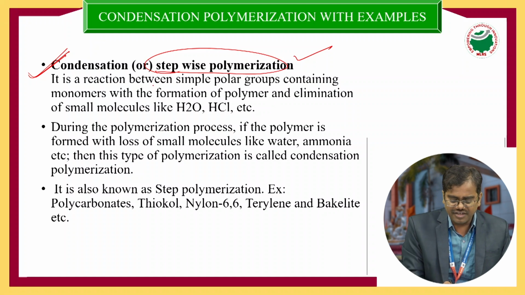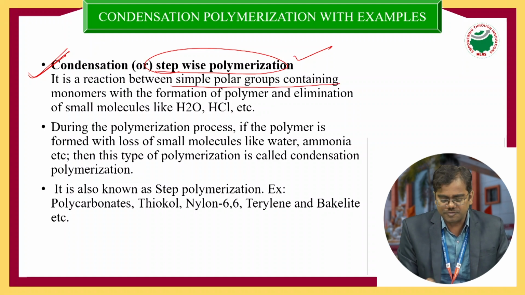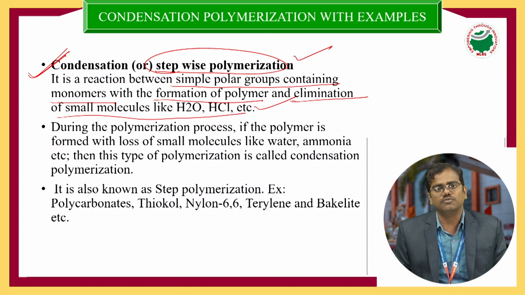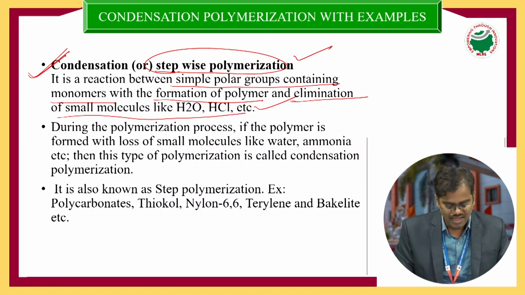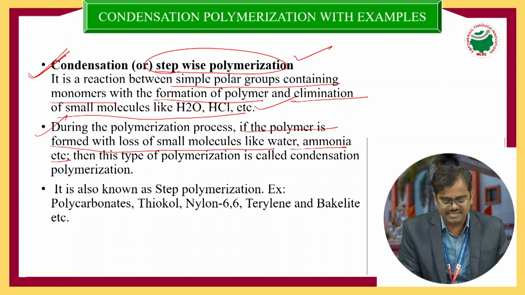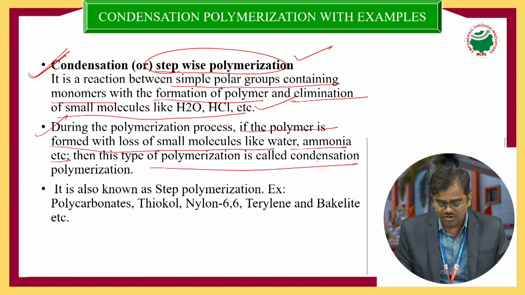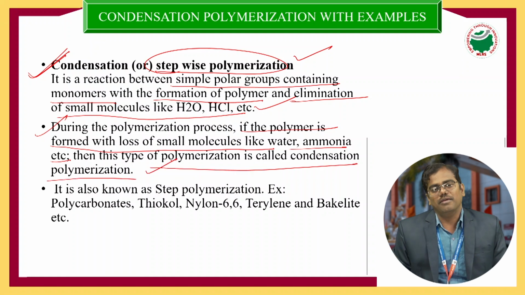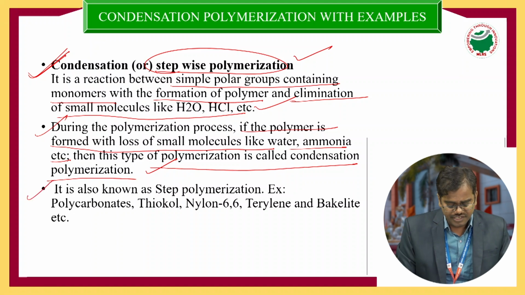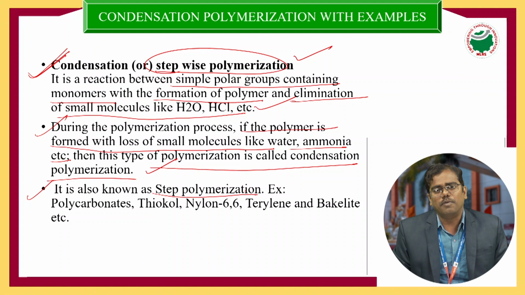It is a reaction between simple monomers containing polar groups, with the formation of a polymer by the elimination of smaller molecules like H2O and HCl, etc. Just now we have discussed. During the polymerization process, if the polymer is formed with the loss of smaller molecules like water or ammonia, etc., then this type of polymerization is called condensation polymerization. Understood? Next, the third point is that it is also known as step growth polymerization.